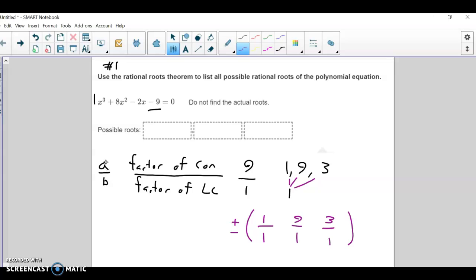So if it has a rational solution a over b, it has to be either plus or minus 1, plus or minus 9, or plus or minus 3. Those are the only possible rational answers for this particular polynomial.